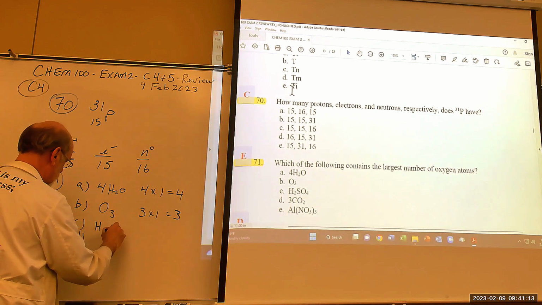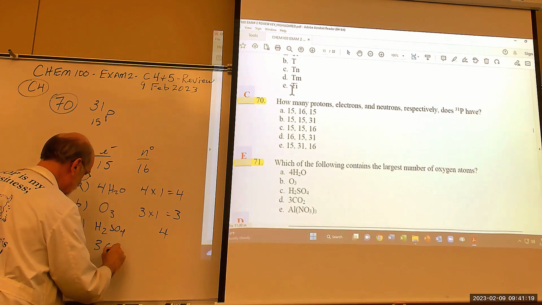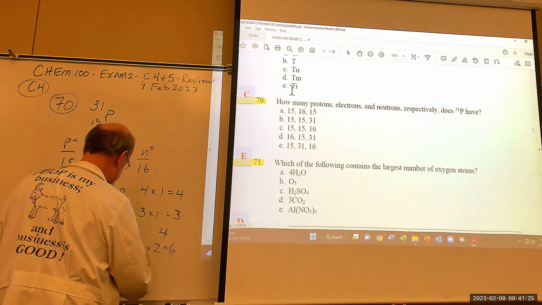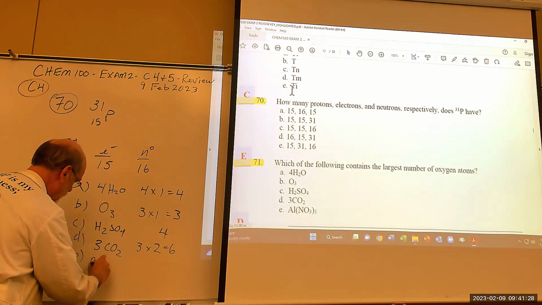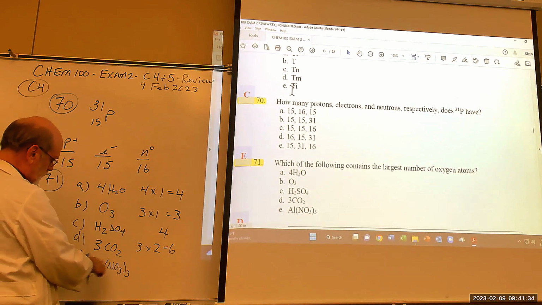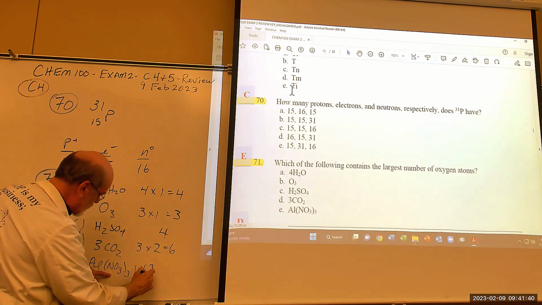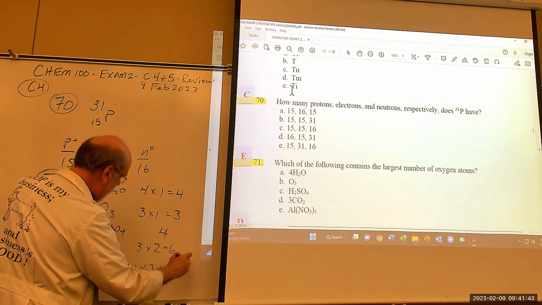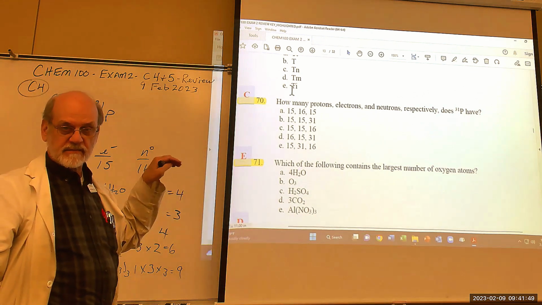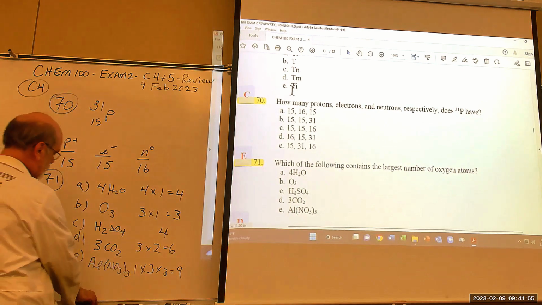H2SO4. We just count them up. There are 4. 3 CO2. So we have 2 here times 3 equals 6. And Al(NO3)3, taken 3 times. So this one has 1, and this nitrate has 3 each, but there are also 3 of those. So that's 9. The most oxygen atoms represented by each of these formulas and their coefficients gives us the greatest number for aluminum nitrate.